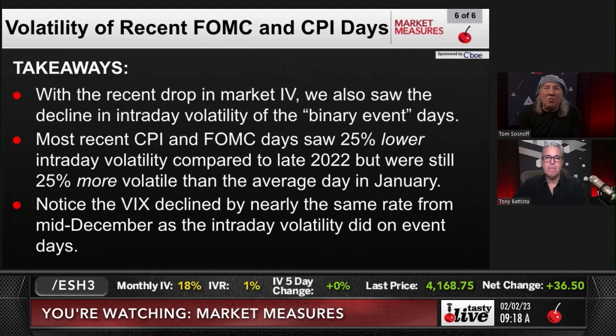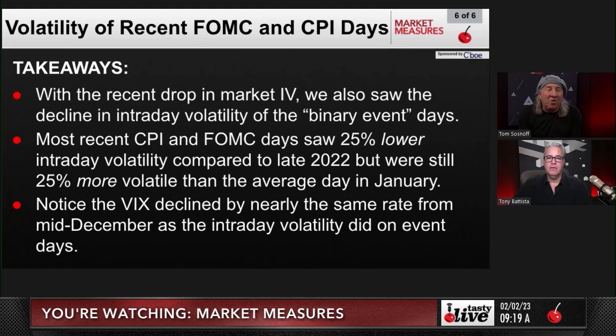With the recent drop in market implied volatility, we also saw a decline in intraday volatility on the binary event days. So the takeaway is when the market volatility contracts, so does the event day volatility. Lower market volatility, lower event day volatility. The most recent CPI and FOMC days saw 25% lower intraday volatility compared with late 2022, but we're still 25% more volatile than an average day in January. Notice the VIX declined by nearly the same rate from mid-December as the intraday volatility did on event days.